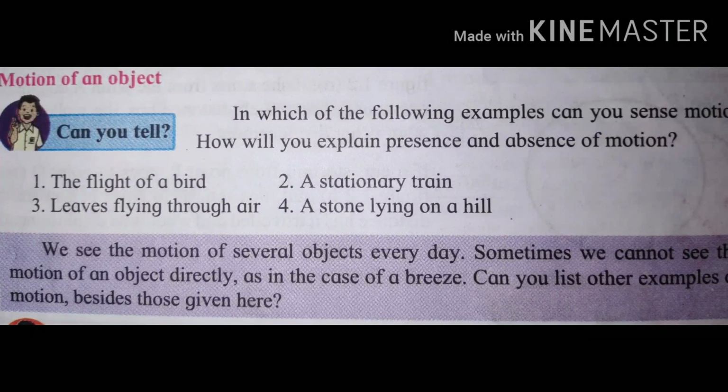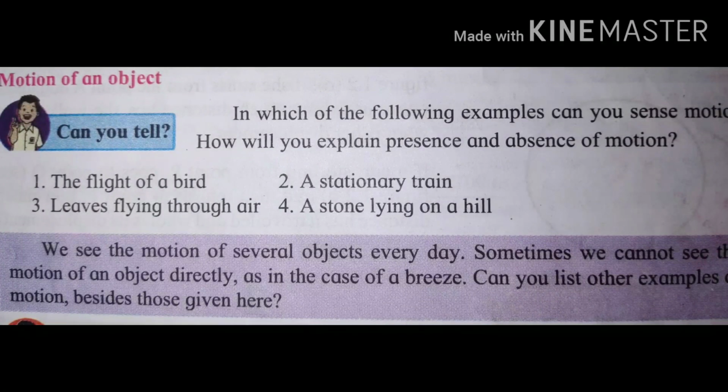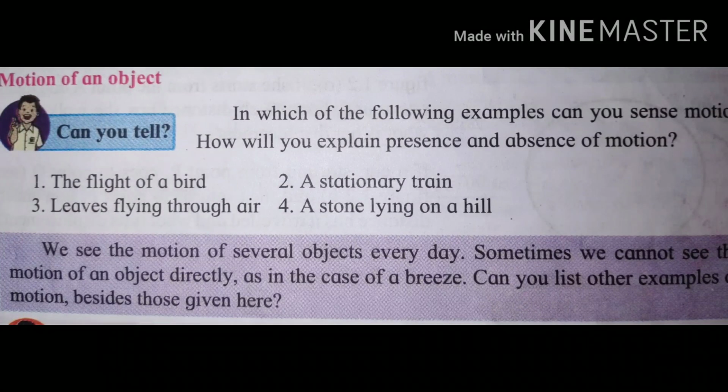The first example is flight of a bird, the second is a stationary train, third is leaves flying through air, fourth is a stone lying on a hill. You all can tell me that the first example, that is the flight of a bird, is an example of motion. The third example, the leaves flying through air, is an example of motion, and the other two examples, that is a stationary train and a stone lying on a hill, are examples of rest.